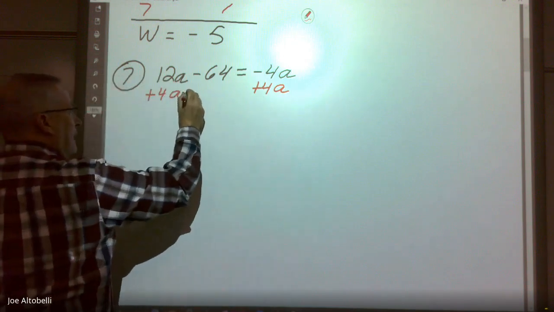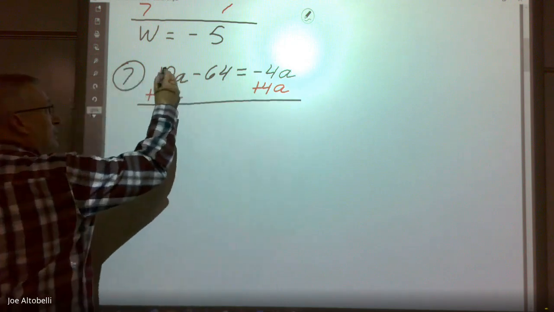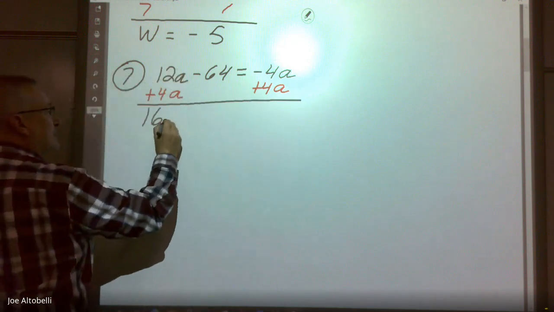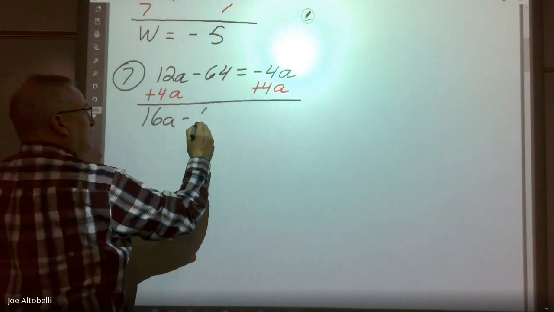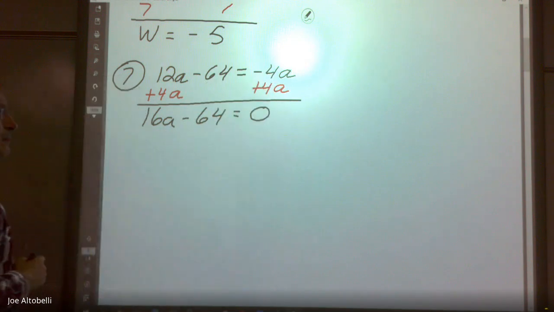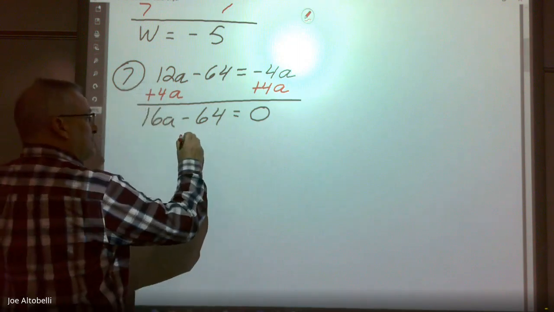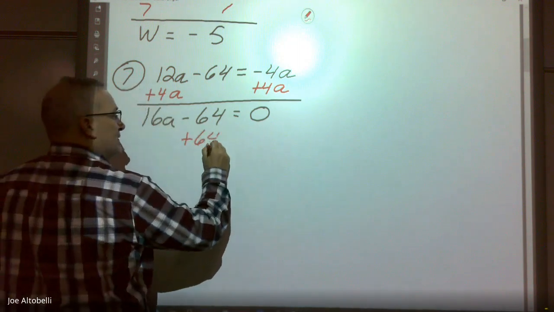Add 4A. What I do to one side, I must do to the other. This will give me 16A. I still have the minus 64 equals 0. This is now a two-step equation. So you're going to go through the process of a two-step equation. Typically, we will add or subtract first. In this case, add 64.